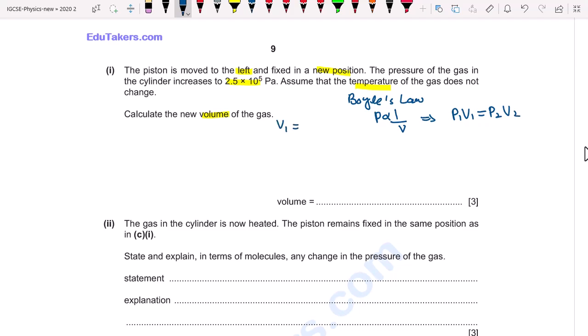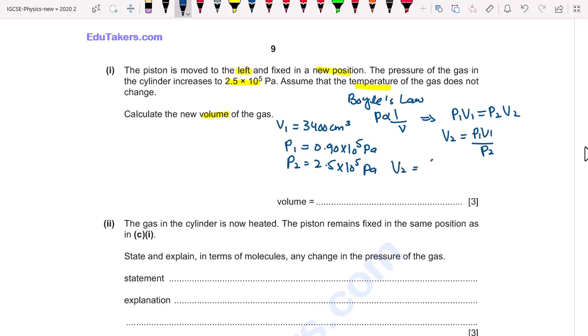Here V1 is 3400 cubic centimeter. P1 is given 0.90 into 10 to the power 5 Pascal. And the new pressure is also given, P2, which is 2.5 into 10 to the power 5 Pascal. By using these values, we have to calculate V2, and V2 is equal to P1 V1 over P2.